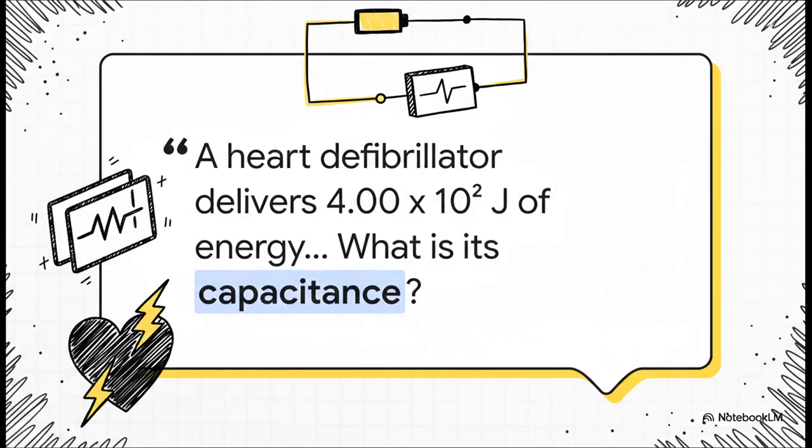And now, for the main event. Let's go back to that defibrillator from the beginning and finally solve our initial problem. We know the device delivers 400 joules of energy, and we know the capacitor was initially charged up to a whopping 10,000 volts. So the question is, what's its capacitance?